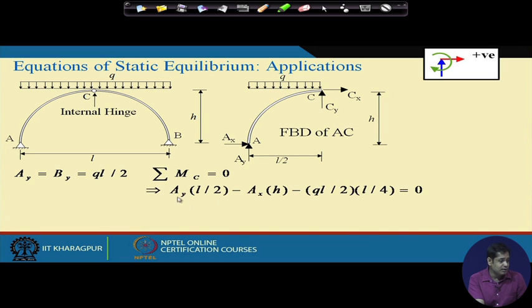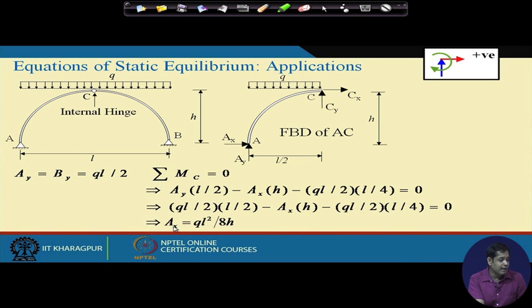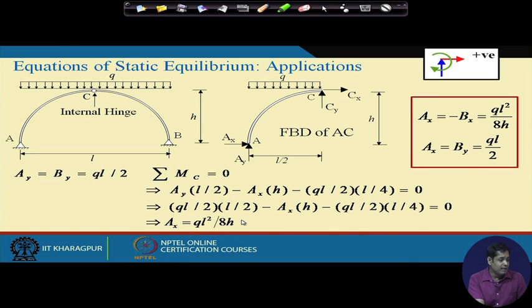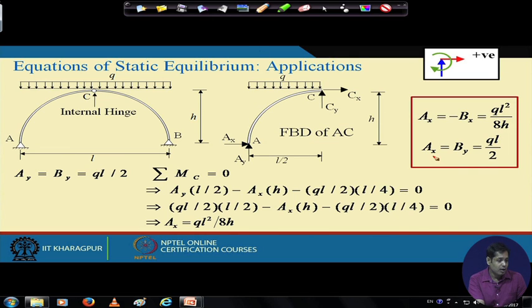And this gives us an additional equation, and from this additional equation, you can get Ax is equal to this. And similarly, since Ax is equal to minus Bx, Bx is equal to this. And again, this will be Ay, and this will be By.